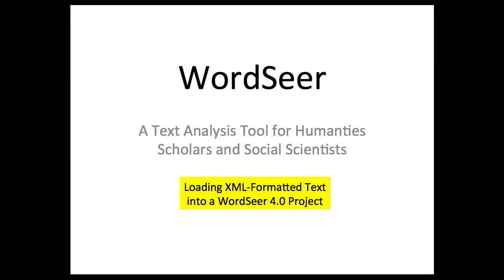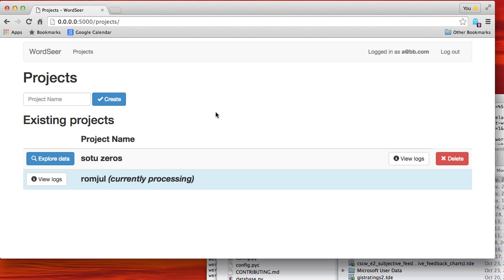This video shows how to use WordSeer's specialized tool for uploading XML files. It starts by having the user go to the projects page, creating a new project, giving it a name, and then specifying which XML files to upload. After the XML files are uploaded, a structure map will be created.